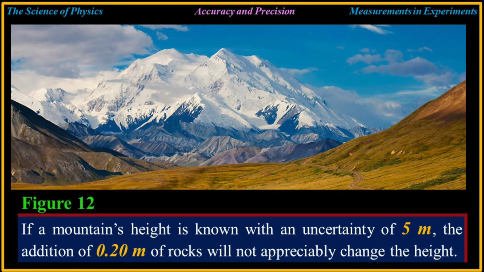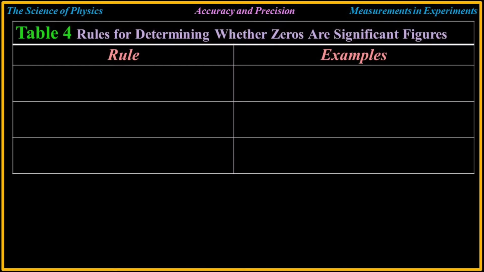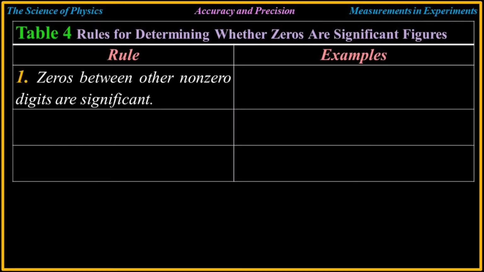Figure 12. If a mountain's height is known with uncertainty of 5 meters, the addition of 0.2 meters of rocks will not appreciably change the height. Here is Table 4, and it talks about rules for determining whether zeros are significant figures.